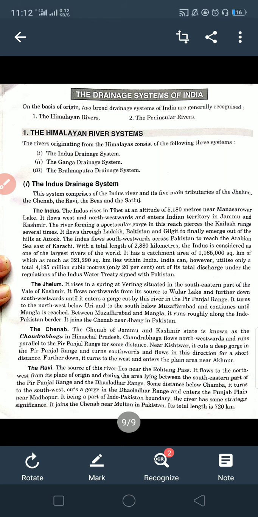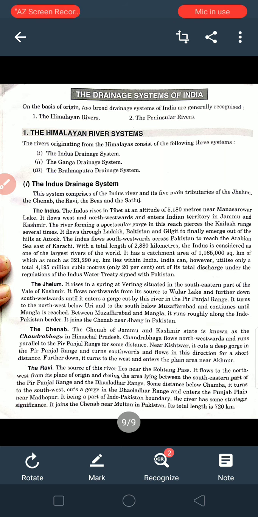The river, forming a spectacular gorge in this reach, pierces the Kailash range several times. So basically it originates from the Kailash range into India, and it forms a deep gorge when it enters India. It flows through Ladakh, Baltistan, Gilgit to finally emerge out of the hills at Attock. The Indus flows southwestward across Pakistan to reach the Arabian Sea, east of Karachi. So basically it drains into the Arabian Sea.